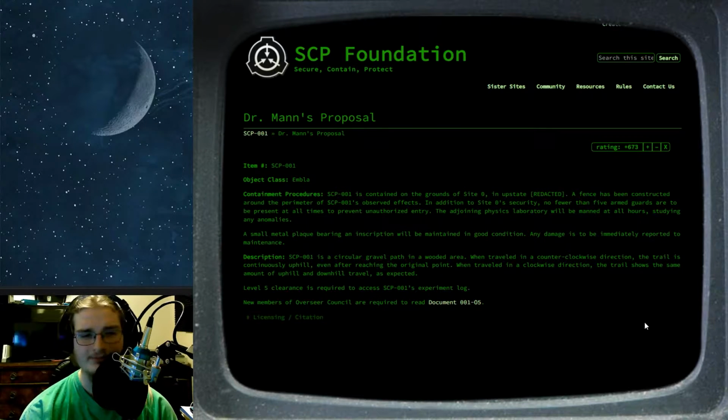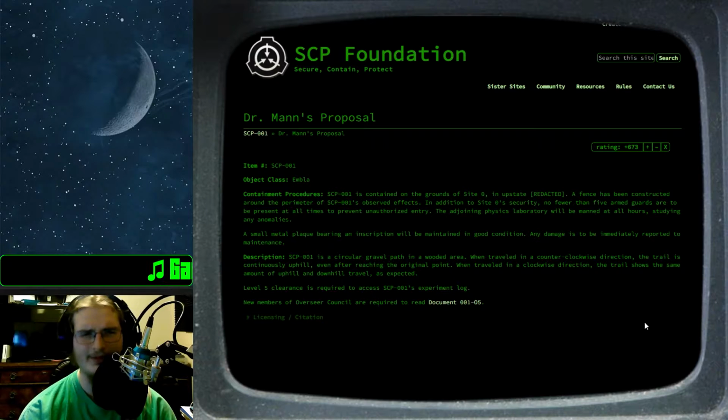A small metal plaque bearing an inscription will be maintained in good condition. Any damages to be immediately reported to maintenance. What does a plaque have to do with this? We're about to find out! At least I think we will. I don't actually remember a goddamn thing about a plaque in the first series. So we may or may not actually find out.